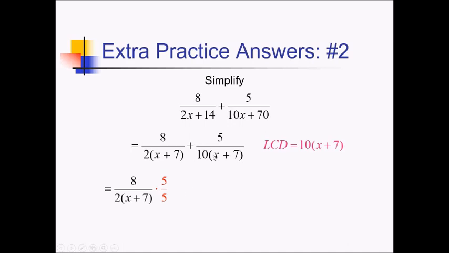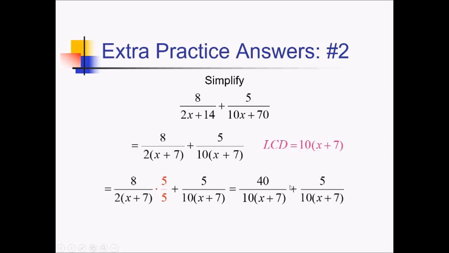And then for this other fraction here, we actually already have the LCD in this one, so we don't need to do anything for that fraction. Going back to my first fraction, 8 times 5 gives me a 40 in the numerator. And 2 parentheses x plus 7 times 5 gives me the 10 parentheses x plus 7 that I was trying to get, the LCD. And this other fraction, again, is unchanged.